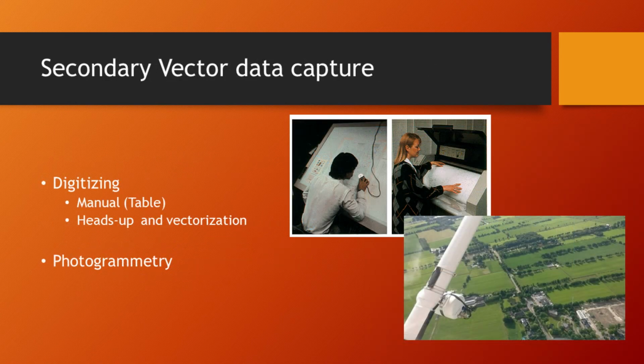Next one is the digitizing. Under this is the manual table. The secondary vector data capture involves digitizing vector objects from maps and other geographic data sources. Vectorization is the process of converting raster data into vector data. It is the science and technology of making measurements from pictures, aerial photographs, and images.